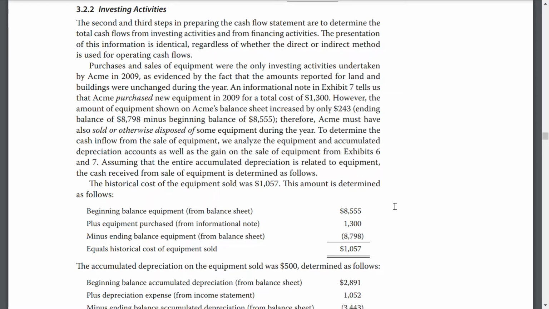To determine the cash inflows from the sales of equipment, we analyze the equipment and accumulated depreciation accounts, as well as the gain on the sale of equipment from Exhibits 6 and 7, assuming that the entire accumulated depreciation is related to equipment. The cash received from the sale of equipment is determined as follows. The historical cost of the equipment sold was $1,057. The amount determined is as follows.